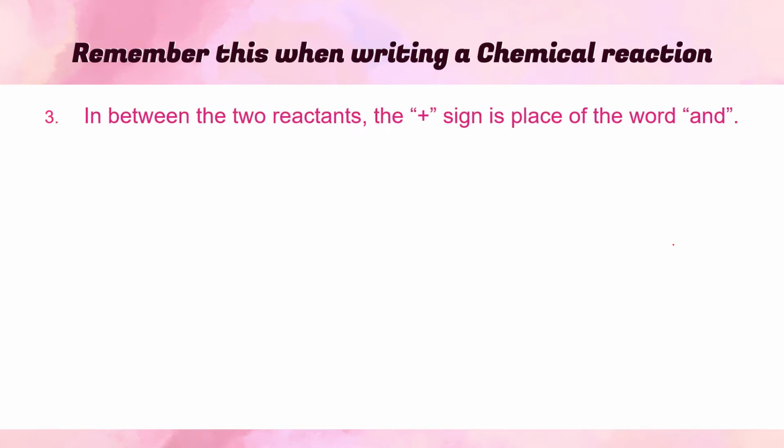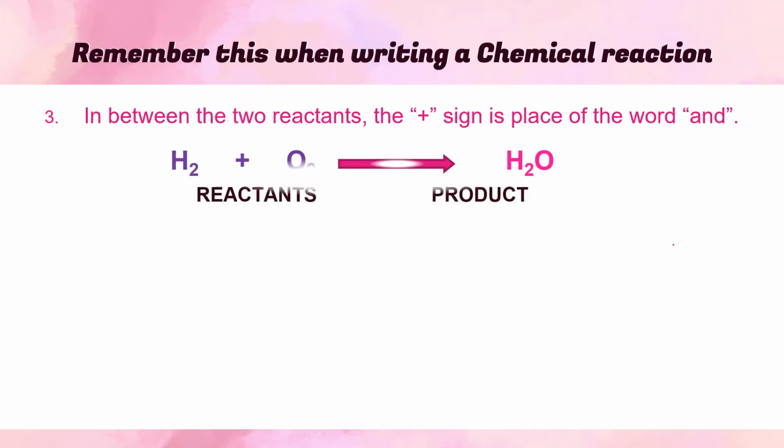Next, in between the two reactants, the plus sign is placed or the word "and". So example, there's this one. We have two reactants in this example, the hydrogen gas and the oxygen gas, and these two reactants are added up by a plus sign to indicate that hydrogen gas is added with an oxygen gas to form the product water.